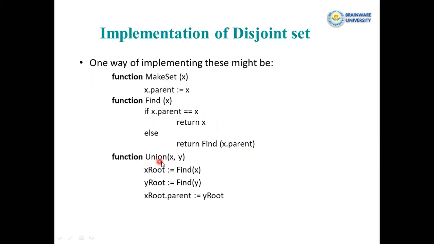And the function union x and y. So we know x and y are two different sets, and first we call find x and find y. Using those functions we find out the root of x and y, and then we merge them together. In this case we consider x as a root element, and that means x root dot parent equal to y root. That means y is used as a child of x.